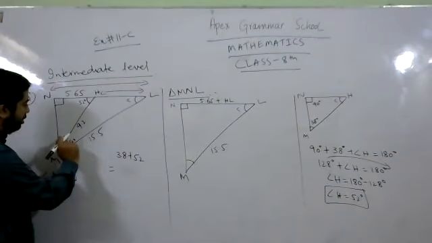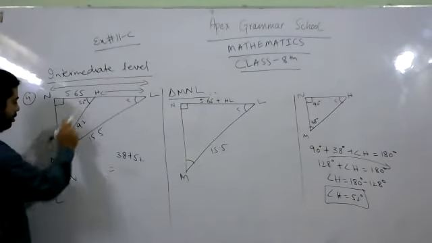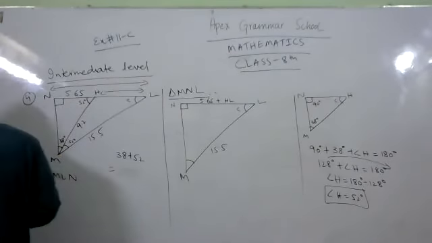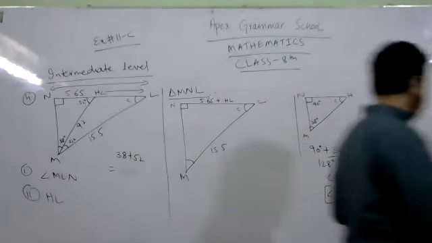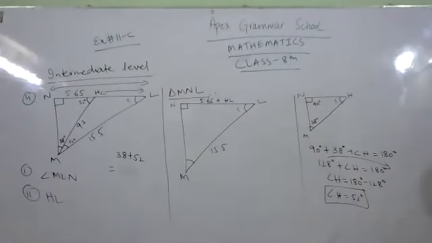Some mistake here. 52, this is 38. The thing is 38. 90 plus 38, 128, minus 180, 52, that's 38. Okay.